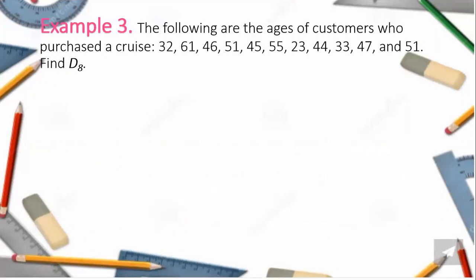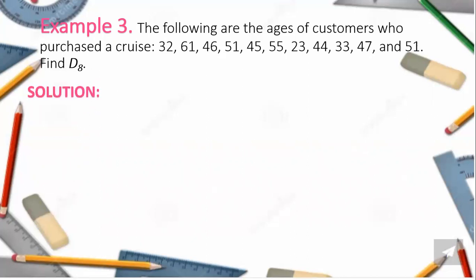Another example. So we have example number 3. The following are the ages of customers who purchase a cruise. So we have these values: 32, 61, 46, 51, 45, 55, 23, 44, 33, 47, and 51. We need to find the 8th decile.